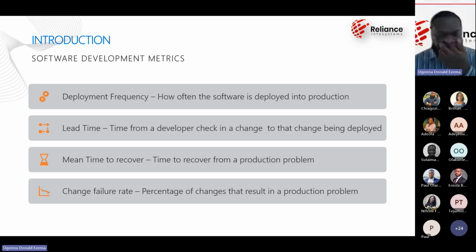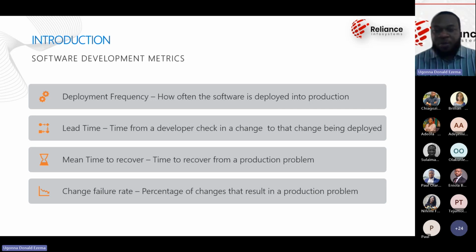So with software development, there are metrics that are available to us. Firstly, deployment frequency, which is the rate at which software is deployed into production. Lead time, which is the duration between a developer checking in a change and that change being deployed. So if you have a code reviewer, how long it takes for them to review the code and have it pushed to the cloud for use, or maybe not cloud, maybe on-premise or your traditional hosting service. And the mean time to recover is the amount of time it takes to recover from a problem in production.